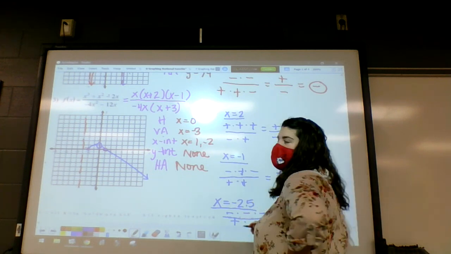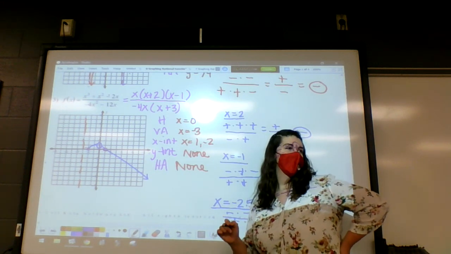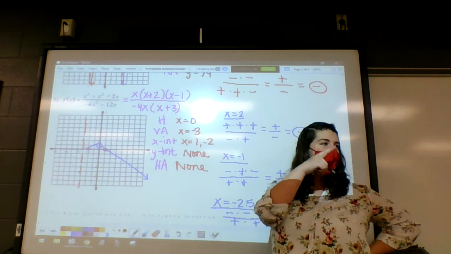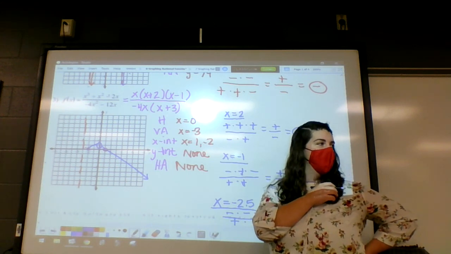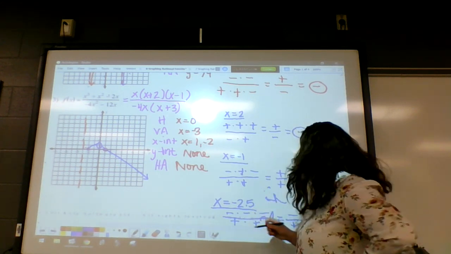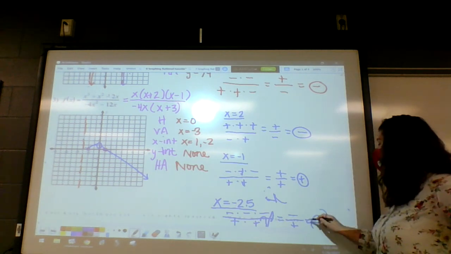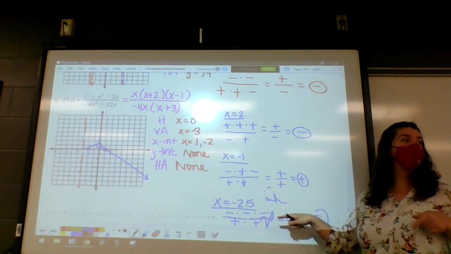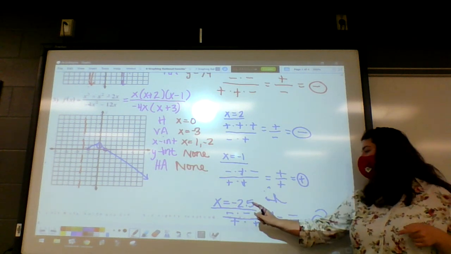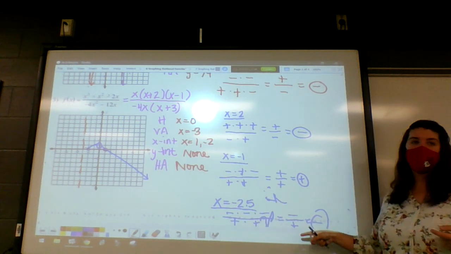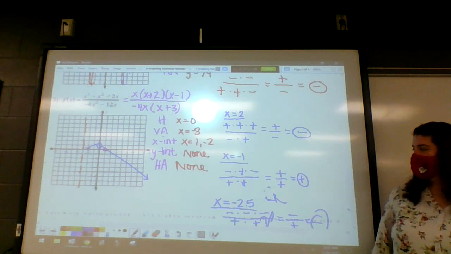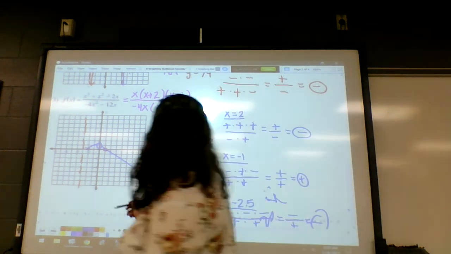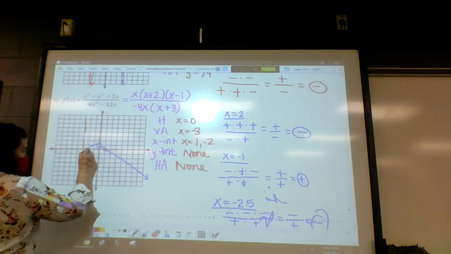All right, did you all come up with an answer? Yes. Did you decide positive or negative? Negative. Anybody else negative? All right, I concur with the negative. So on the top, it was negative times negative times negative, which is negative. On the bottom was positive times positive. So negative divided by positive is negative. So that means that the graph has to go down.